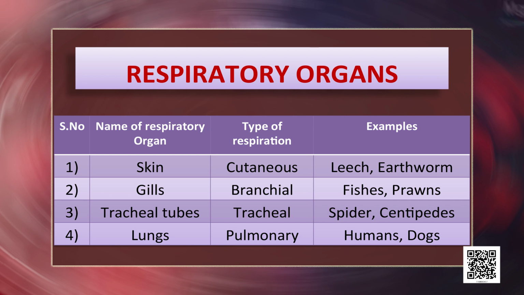In case of insects and others like spider, a network of fine thin tracheal tubes present throughout the body helps in the exchange of gases. This is called tracheal system. Mammals including humans, reptiles and birds have lungs which help in exchange of gases, and this is called pulmonary respiration.